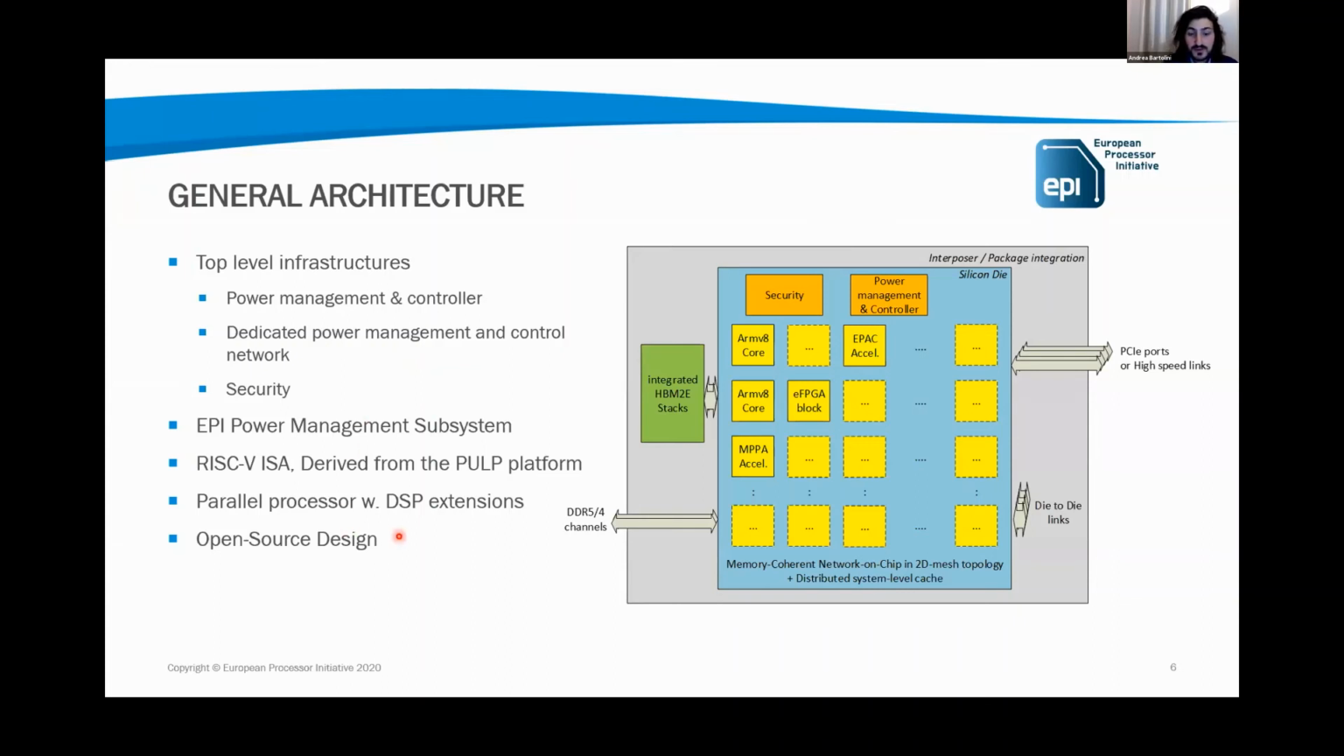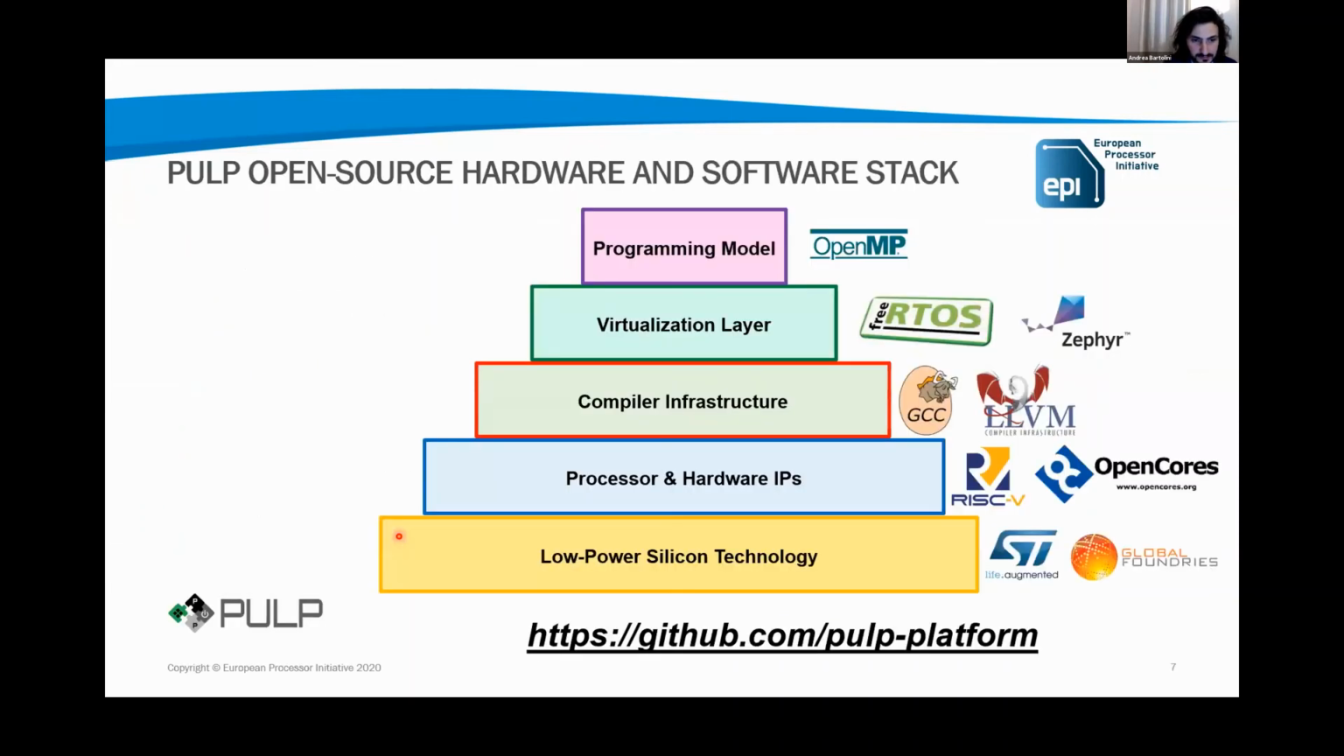And it is an open source design, so it will be openly released, and we will see this a little bit later. First, a little bit about the PULP project. The PULP project is an idea of designing a complete vertical stack, hardware and software, for open source microcontrollers and more powerful microcontrollers, so parallel microcontrollers.